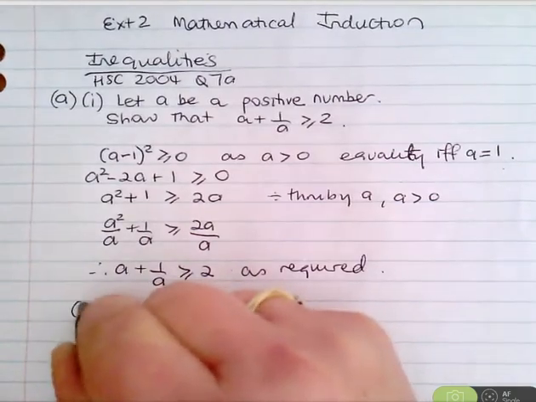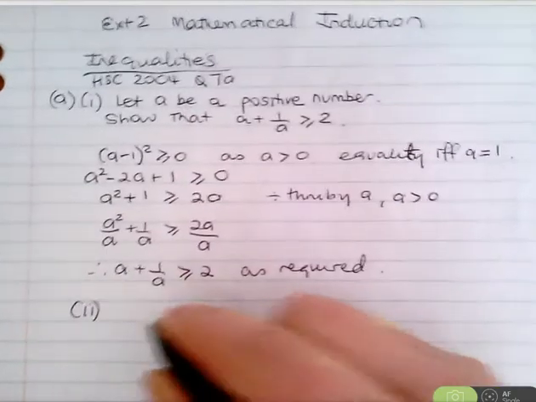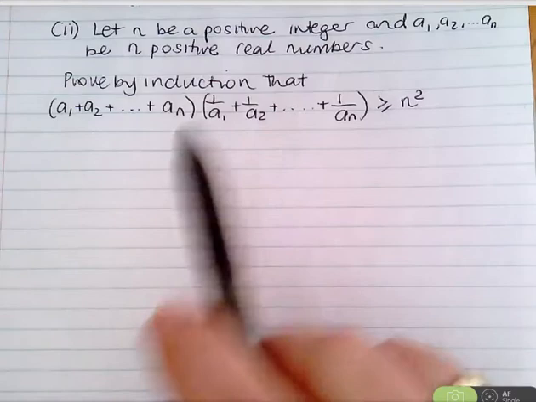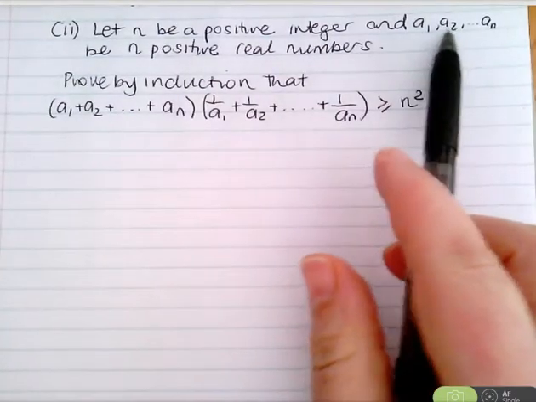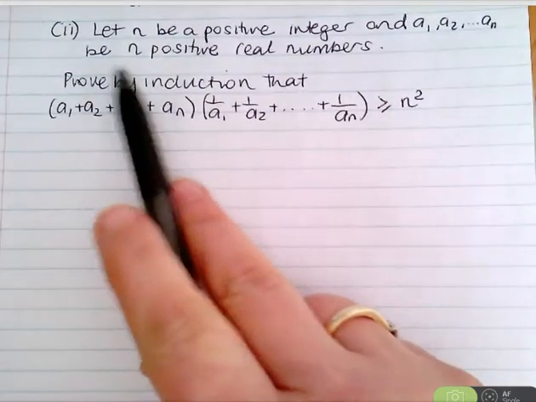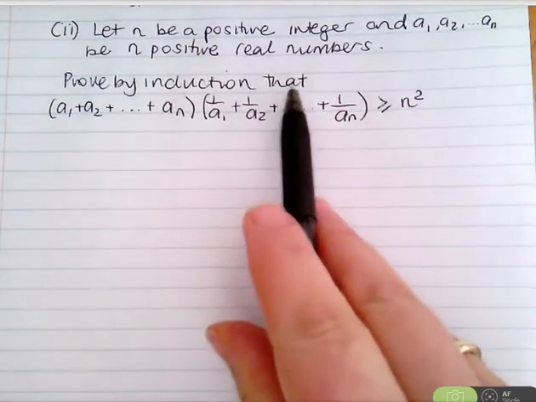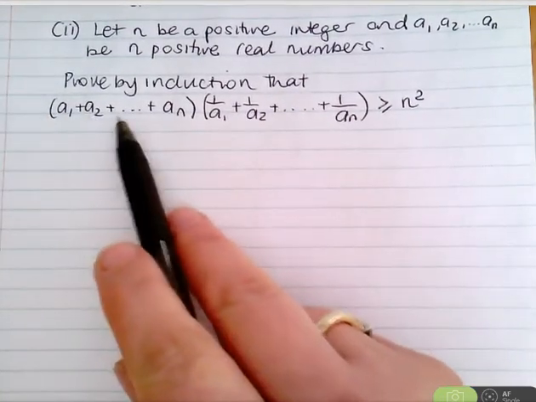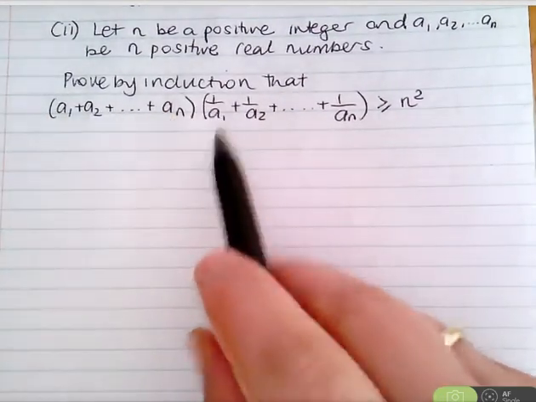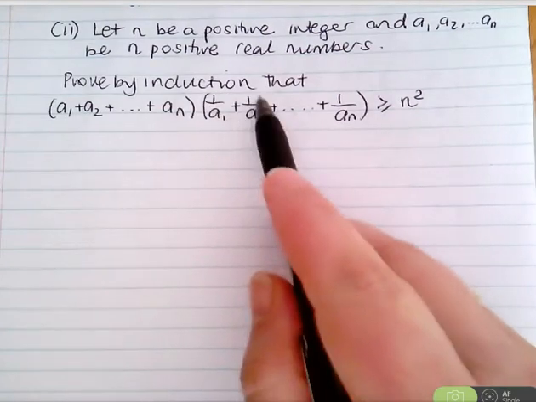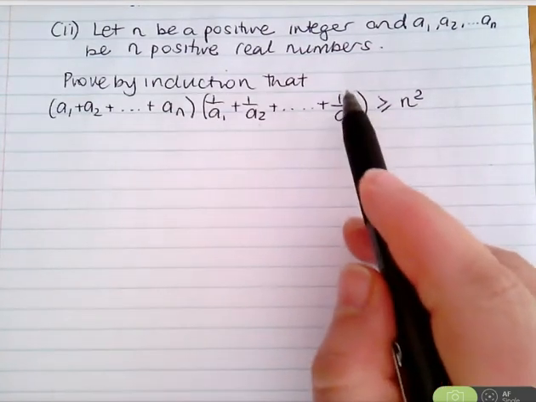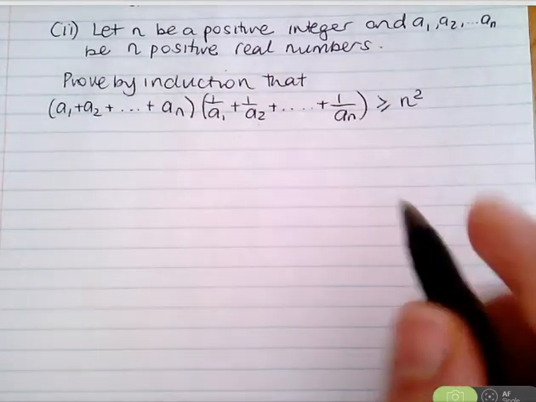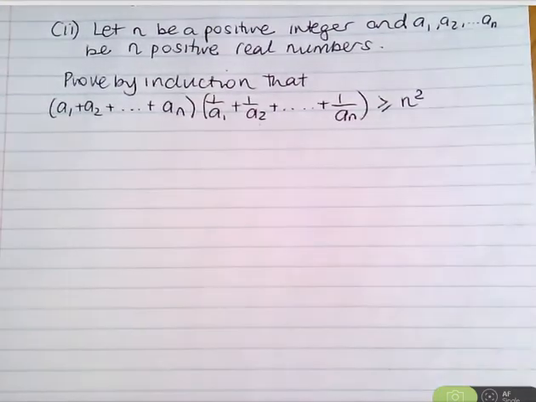Part 2 of the question is the induction bit. For part 2, let n be a positive integer and a1, a2 all the way up to an be n positive real numbers. Prove by induction that a1 plus a2 all the way up to a sub n times 1 over a sub 1 plus 1 over a sub 2 plus all the way up to 1 over a sub n is greater than or equal to n squared.